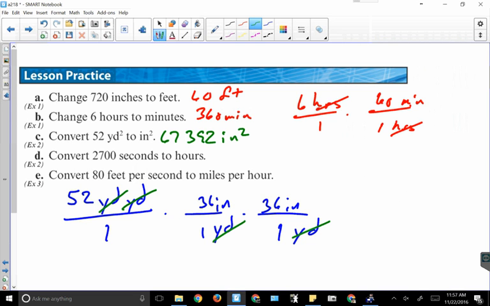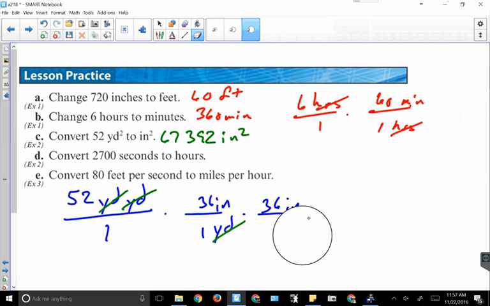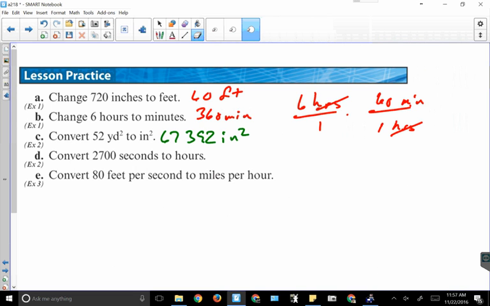Alrighty, so where are we at? Mr. Garthus. So, how many hours do you get when you convert 2,700 seconds to hours? What? Why? Did you do it? Okay. So, in that case, tell me what you wrote down.